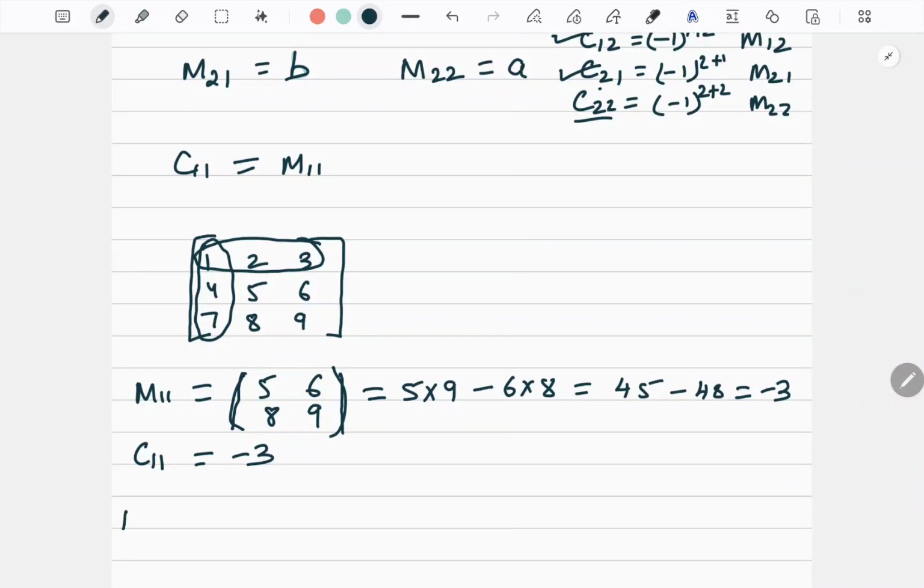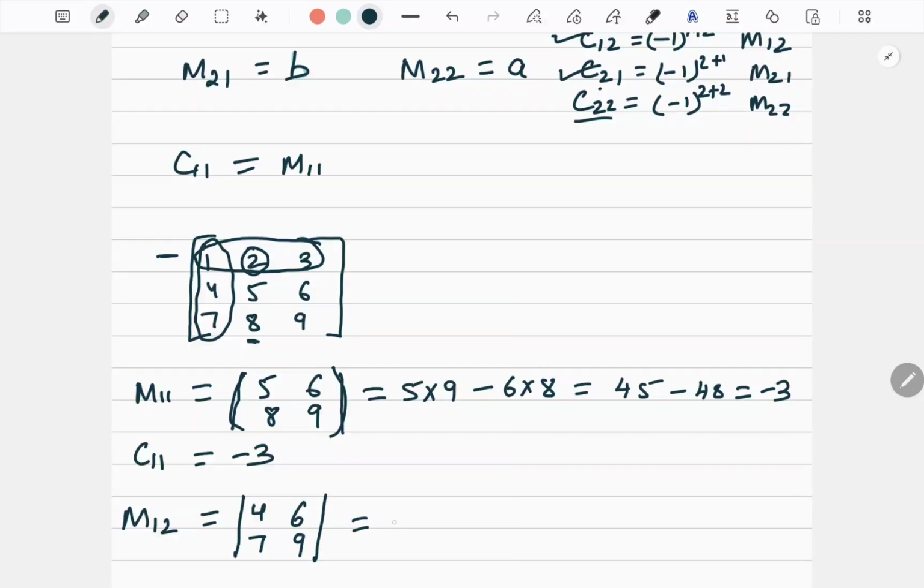Now let us do M12. I want to write down the minor for the first row, second element, that is for 2. So what will I be writing? I will hide this particular column and this particular row. So what is left? 4, 7, 6, 9.